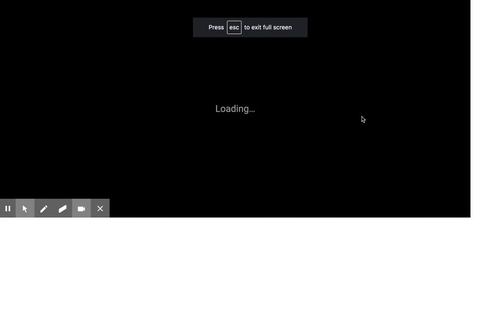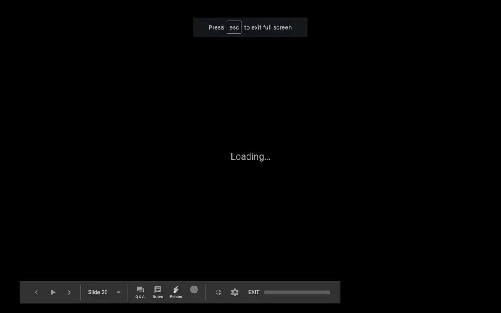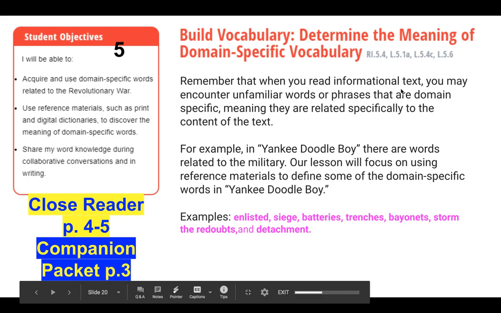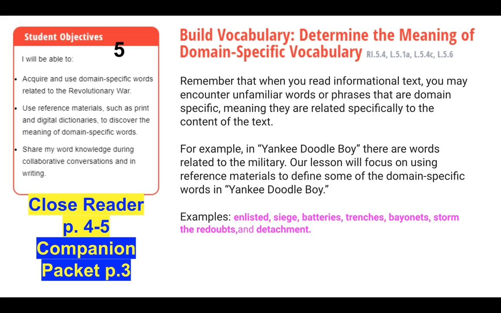All right. So today is day 2 of week 7, and we're starting with lesson 5. You'll need your close reader or your magazine, pages 4 and 5, and your companion or yellow packet, page 3.